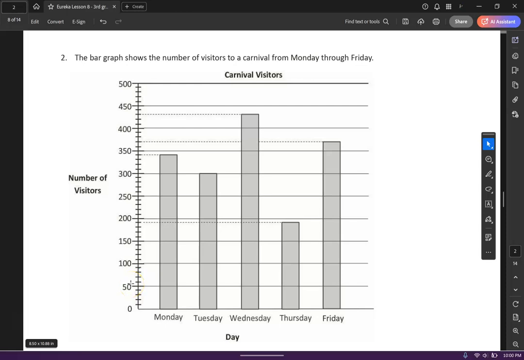Okay, so they counted by 50s. Then you have to count the marks in between. So if we look at Monday, it's between 300 and 350, but it's higher. So I would count 300, 310, 320, 330, 340. Monday is 340. Tuesday, 300.